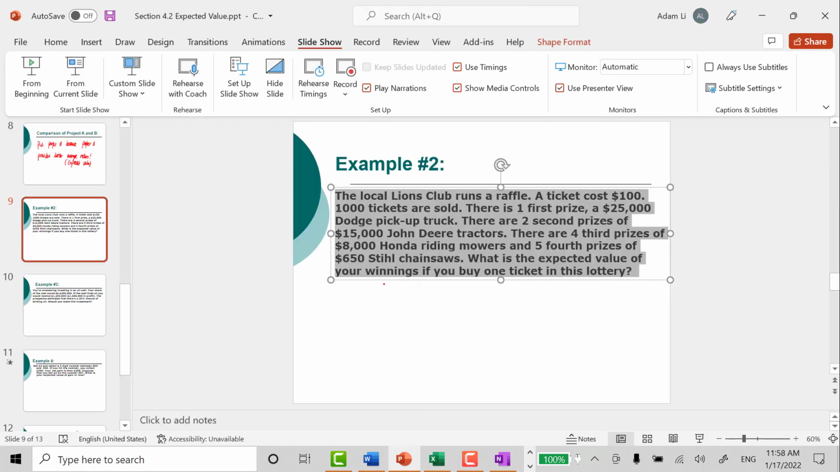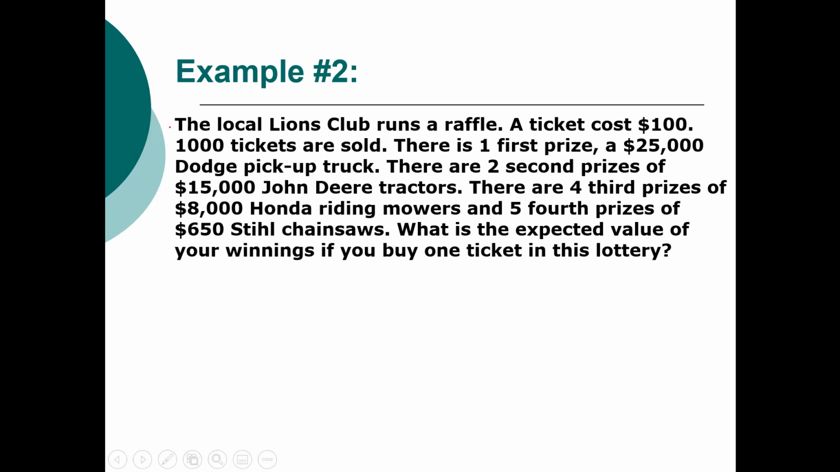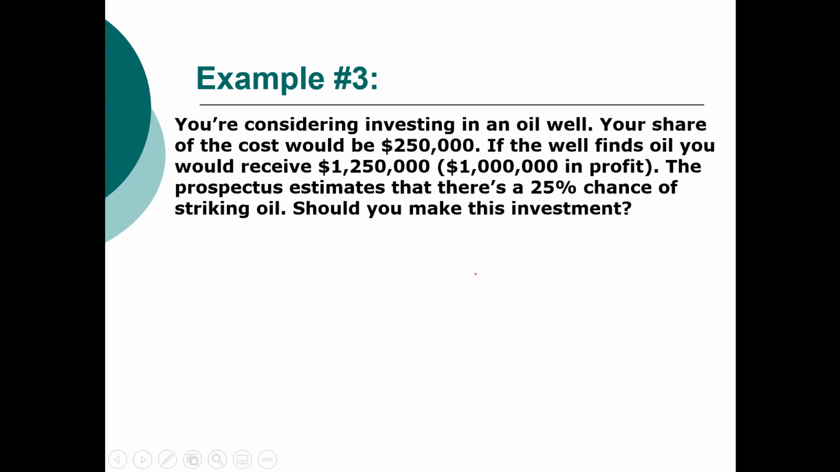Now let's continue where we left off here. Let's look at example 3. You are considering investing in an oil well. Your share of the cost will be $250,000. If the well finds oil, you will receive $1,250,000. That means a $1 million profit. The prospectus estimates that there's a 25% chance of striking oil should you make this investment.